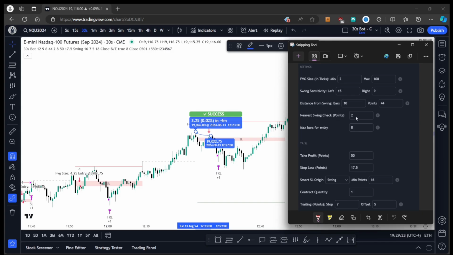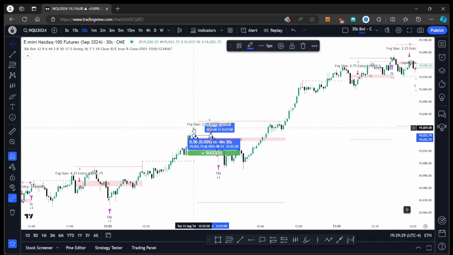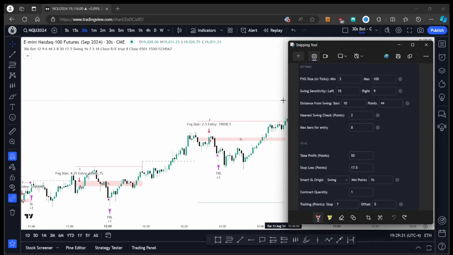Based on this criteria, it would be okay, but the higher that number, the greater that safety margin is to make sure that you don't have any excess swings there. The next setting is related, which is called max bars for entry.